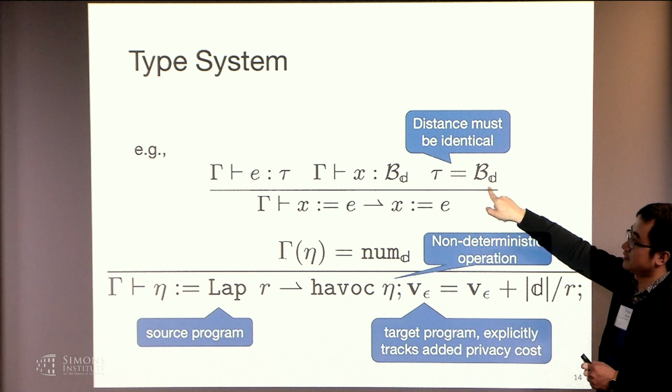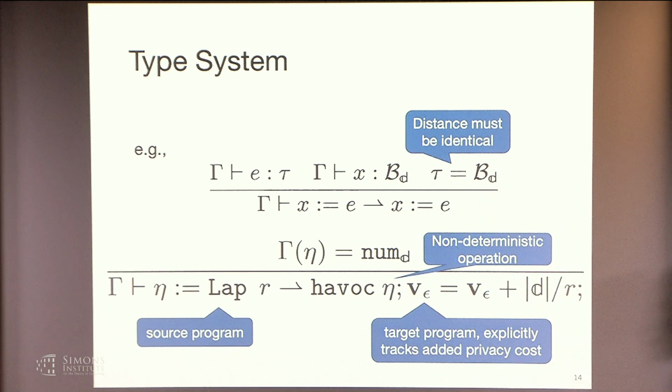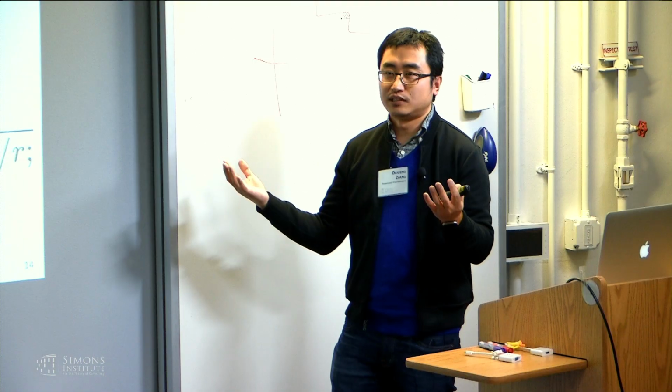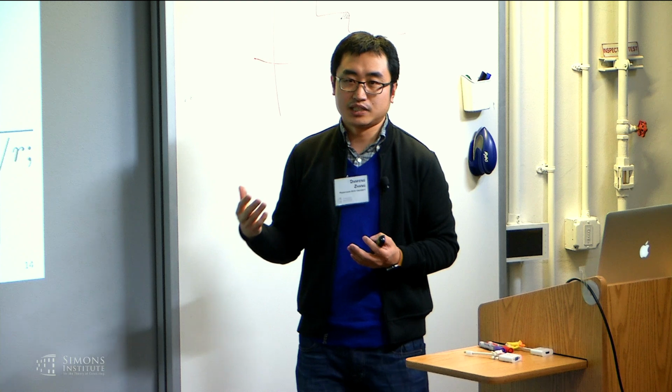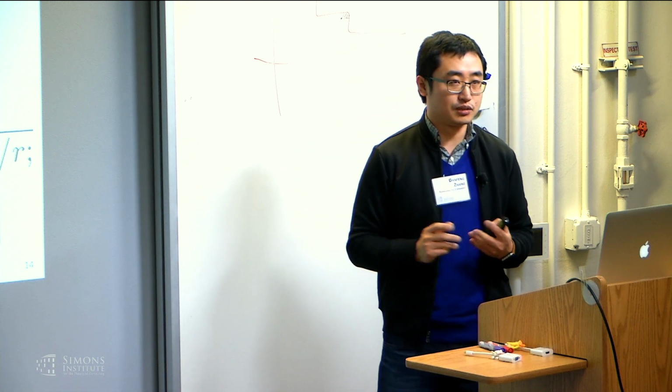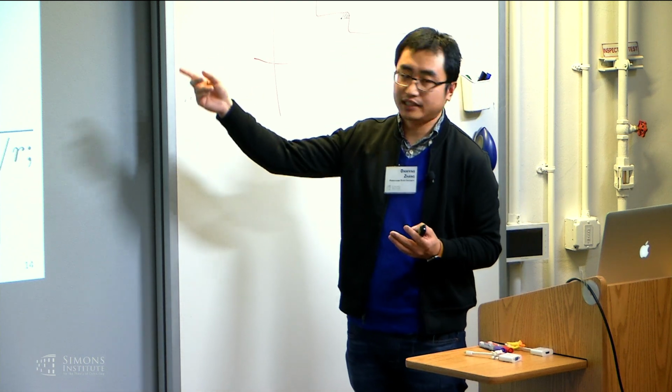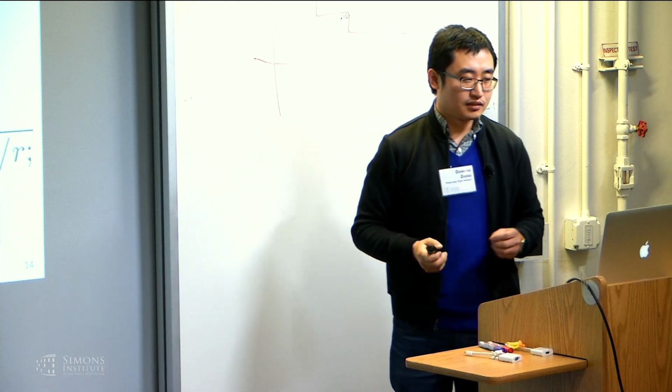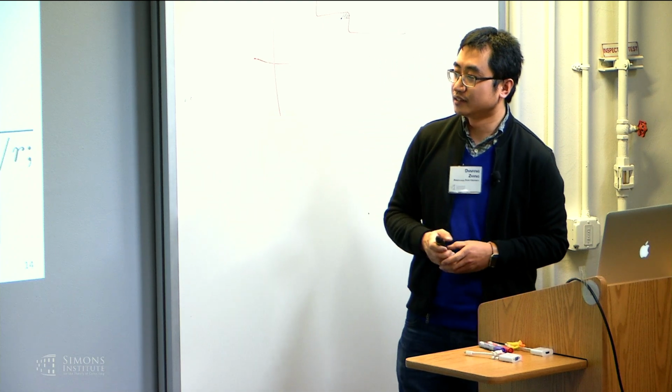So I make sure that the tau agrees with the type of X, which makes sense because you want to assign the value of E to X. So it must be true that the base types match as well as the alignments. So this is where the check happens.